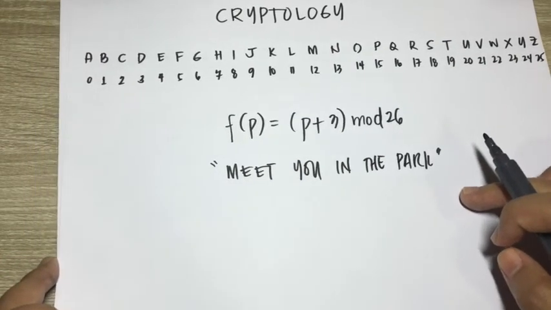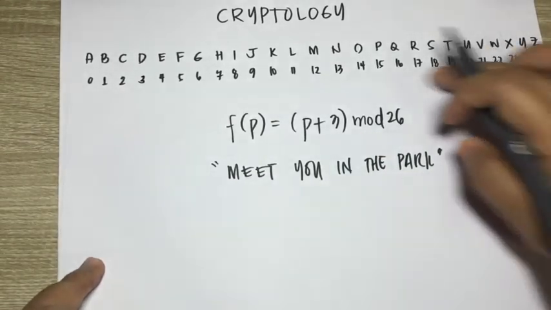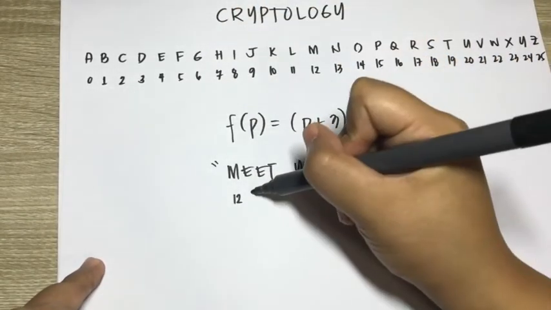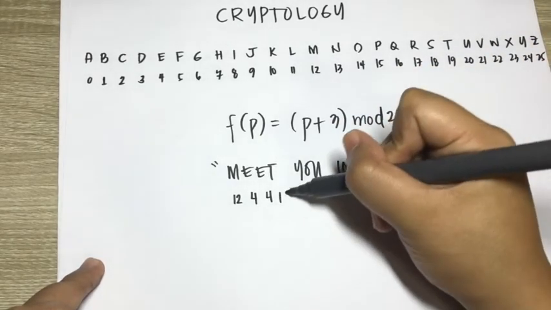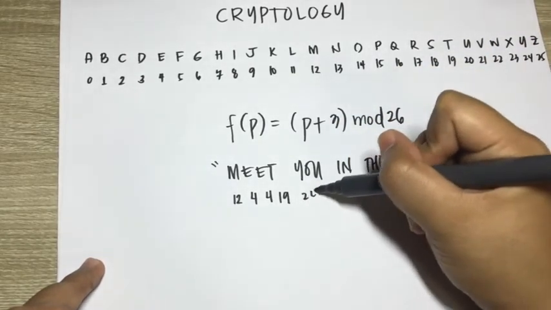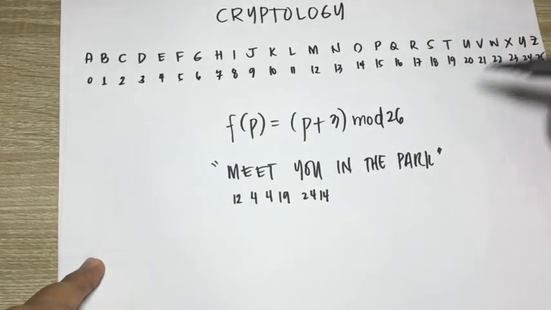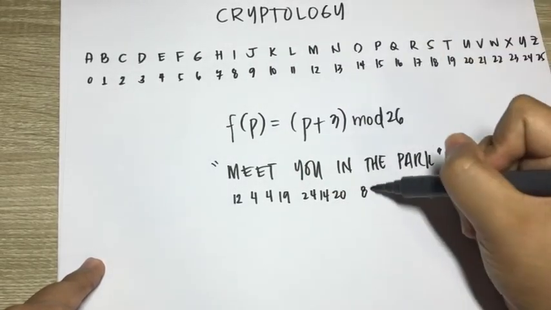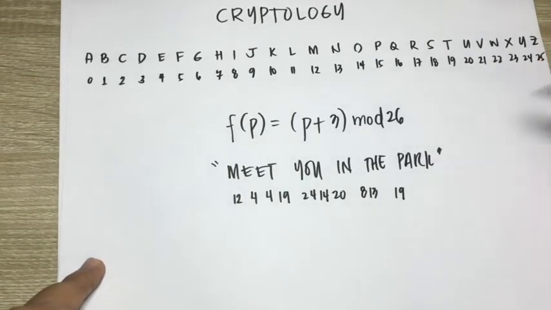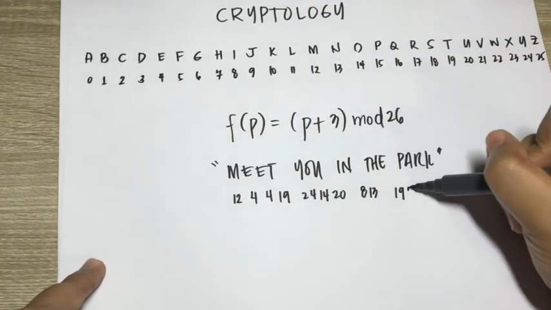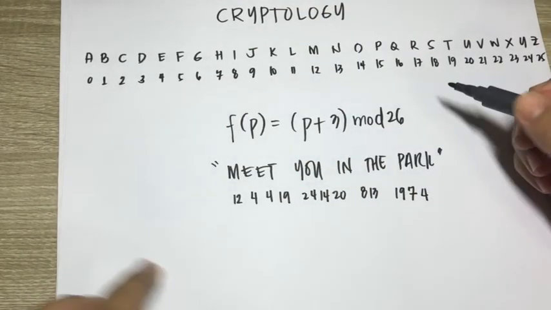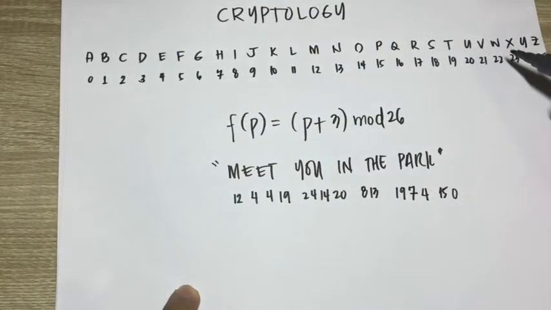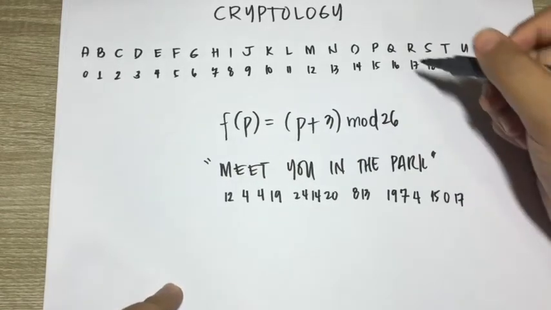Now, the first thing that you have to do is to represent these letters first by their equivalent integer. So M is represented by 12, E is represented by 4, T is represented by 19, Y is represented by 24, O is represented by 14, U is represented by 20, I is represented by 8, N is represented by 13, T again is represented by 19, H is represented by 7, E is represented by 4, and then for the word park, we have P as 15, A as 0, R as 17, and K as 10.